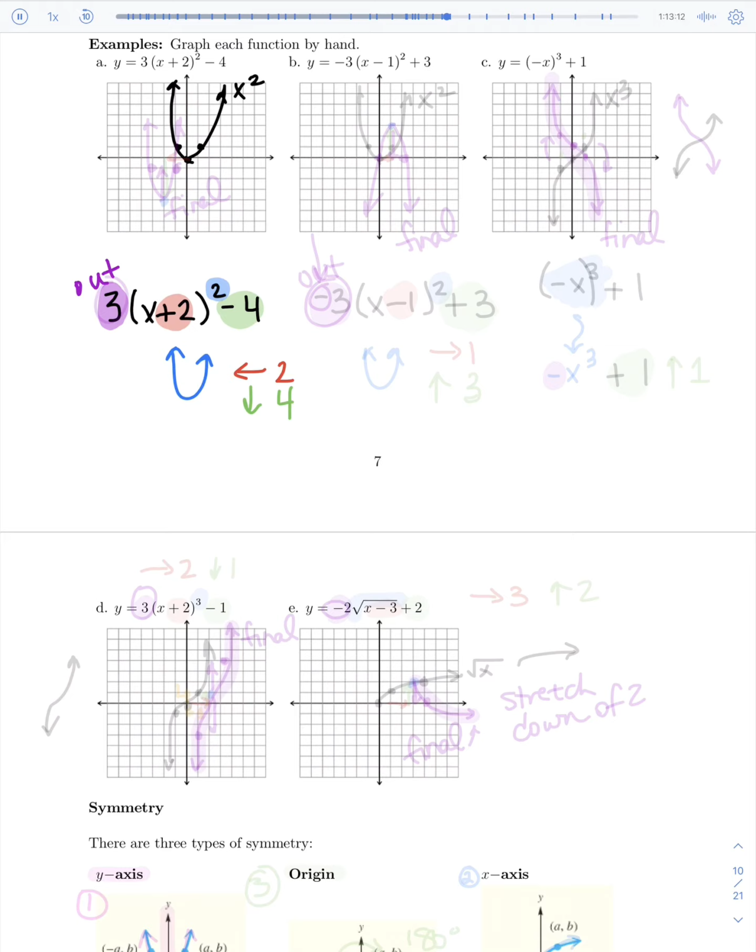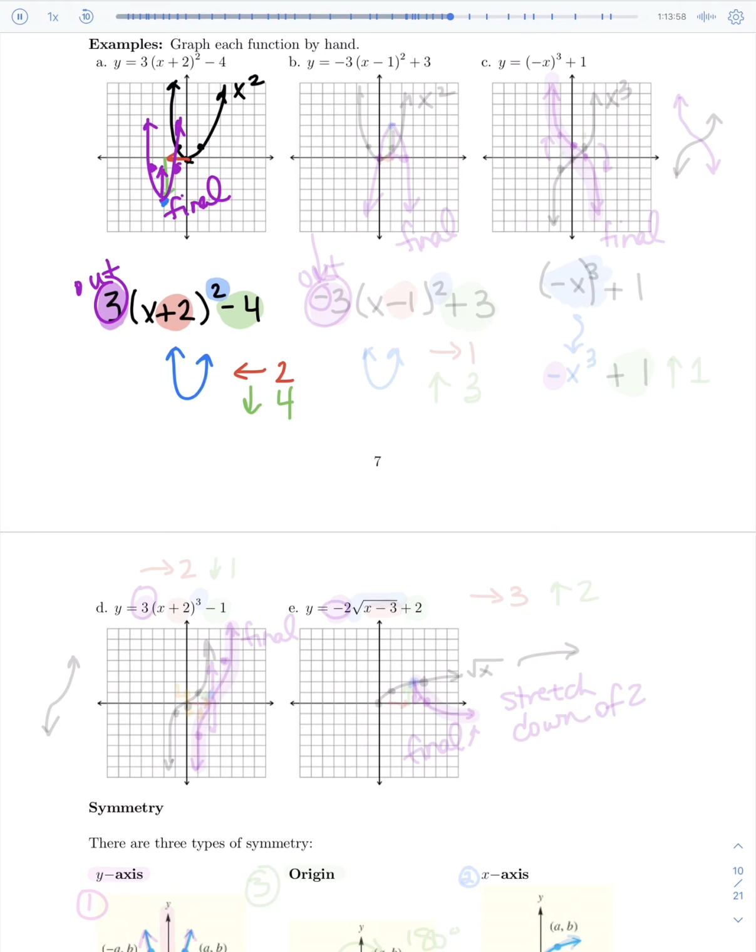And then we're going to shift it down 4. And that's where our new parabola will land, at least its center. And then we have to be careful of our stretch of 3, which is going to get pulled up 3 from where we're at on either side. But that's it. And that's going to be our final answer for our parabola.